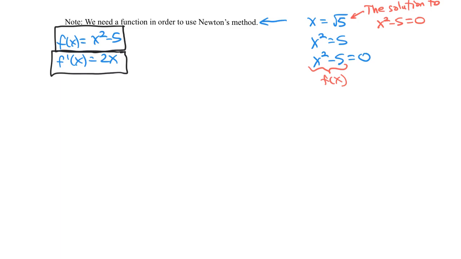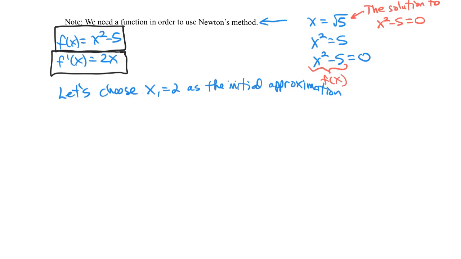So we have to pick the square root of 5. And we know it's going to be around 2, right? Close to 2. So let's just choose that as our initial approximation. Let's choose x sub 1 equals 2 as the initial approximation. So we've got our first guess.